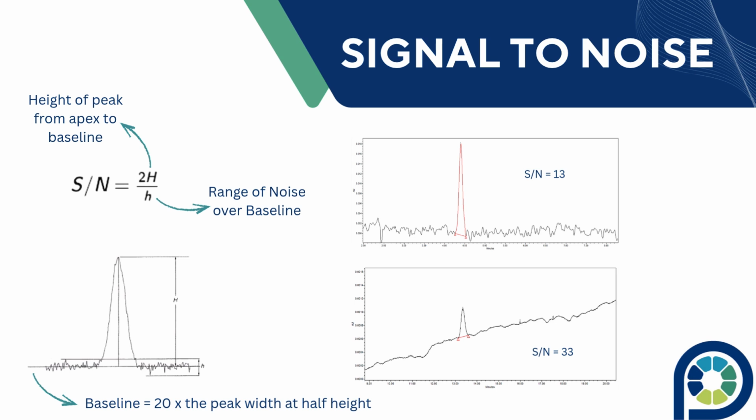For example, if the width of the peak at half height is 10 seconds, then the noise region selected should be 200 seconds. On the right of the screen, there are a couple of real-life examples of a sensitivity solution. As you can see, the noise of the baseline has a significant effect on the determined signal-to-noise ratio.